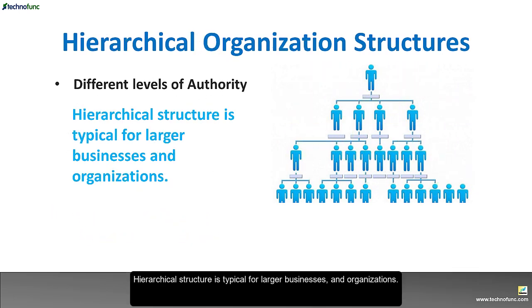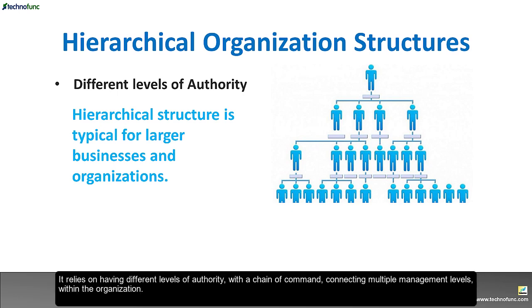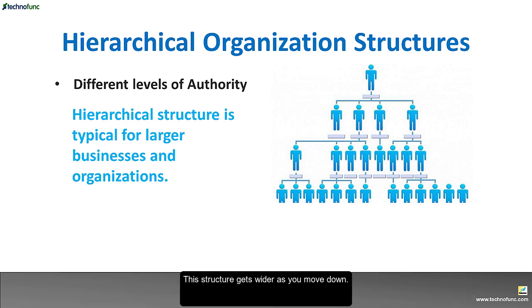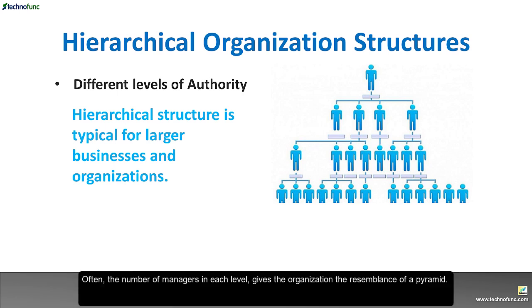Hierarchical structure is typical for larger businesses and organizations. It relies on having different levels of authority, with a chain of command connecting multiple management levels within the organization. It will usually have one chief executive at the top, followed by senior management, middle managers, and finally workers. This structure gets wider as you move down. Often, the number of managers in each level gives the organization the resemblance of a pyramid. As the organization grows, the number of levels increases, and the structure grows taller.